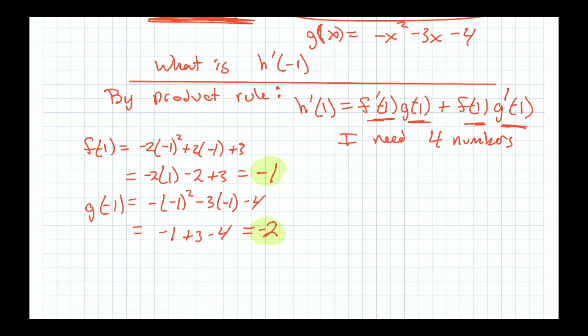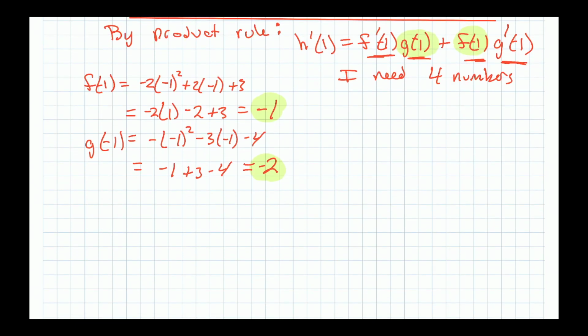Right? So one of them is going to go right here, and then one of them is going to go right here. But I don't have the f prime and the g prime, so I have to calculate those. So we need to calculate f prime of negative 1 and g prime of negative 1. We need those. It's not that bad.